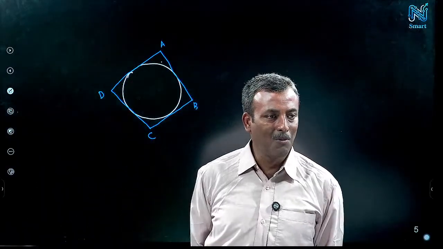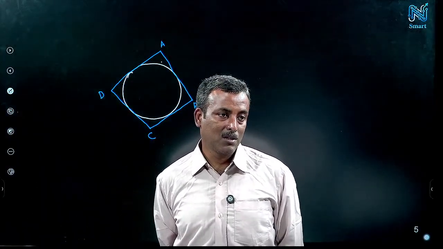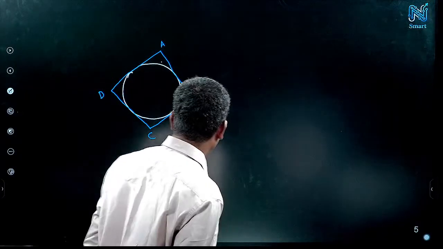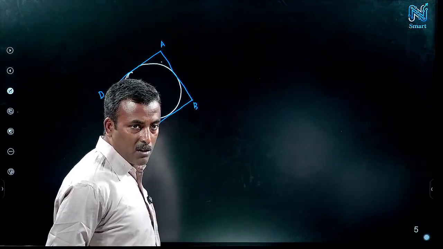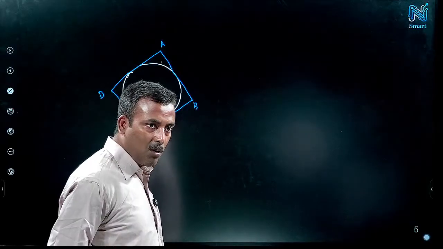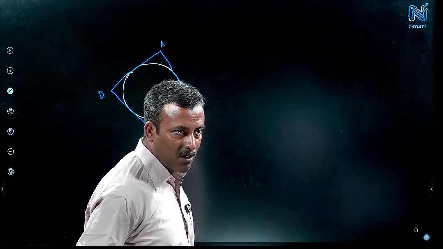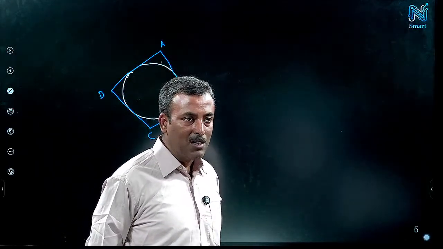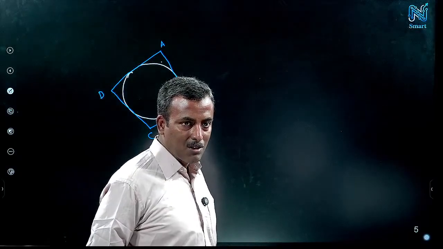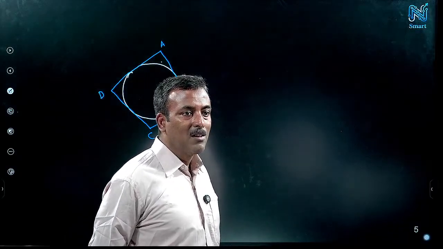You know, when we have three different points, not collinear, we can always draw a circle, right? You know that it's called the incircle of the triangle, right?